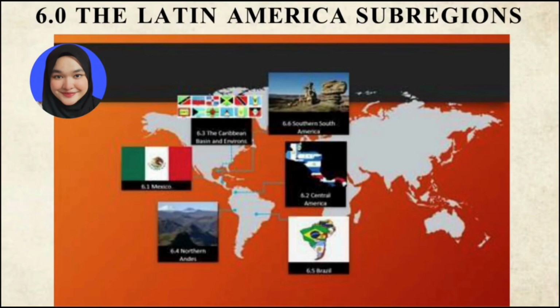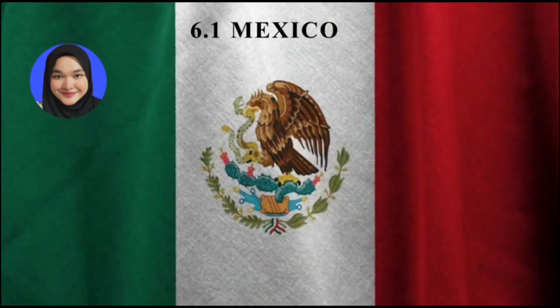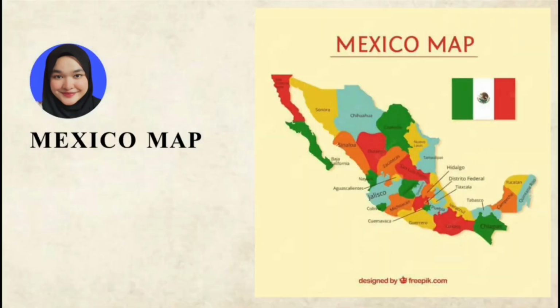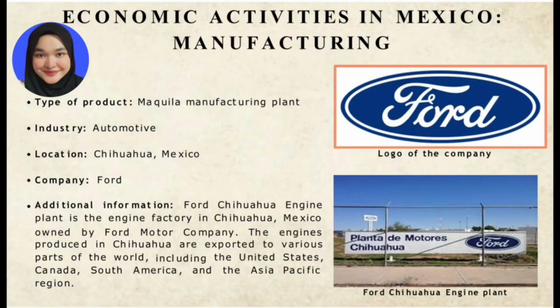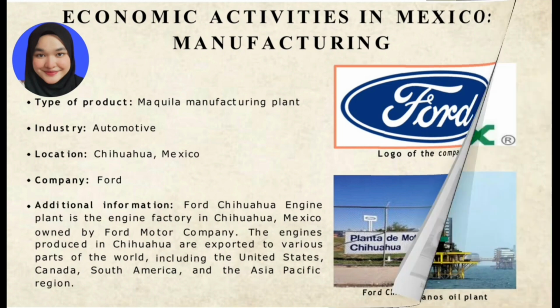So for 6.0, the Latin America sub-regions. The first one is Mexico. Here is the Mexico map. The economic activity in Mexico is manufacturing. The type of product is maquiladora manufacturing plant. Industry: automotive. Location: Chihuahua, Mexico. Company: Ford. Additional information: the Ford Chihuahua engine plant is an engine factory in Chihuahua, Mexico, owned by Ford Motor Company. The engines produced in Chihuahua are exported to various parts of the world, including the United States, Canada, South America, and the Asia Pacific region.